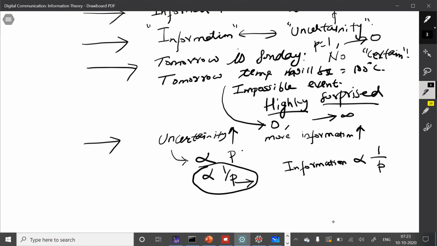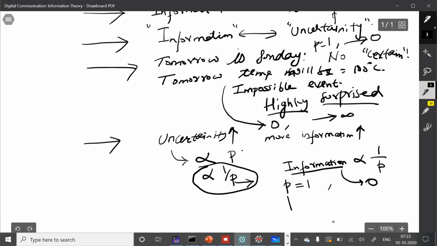But what we need is that if the probability is 1, this notion of information should give answer 0, right? Also, if the probability is 0, in one sense I should be highly surprised, so I should get some answer like infinity.